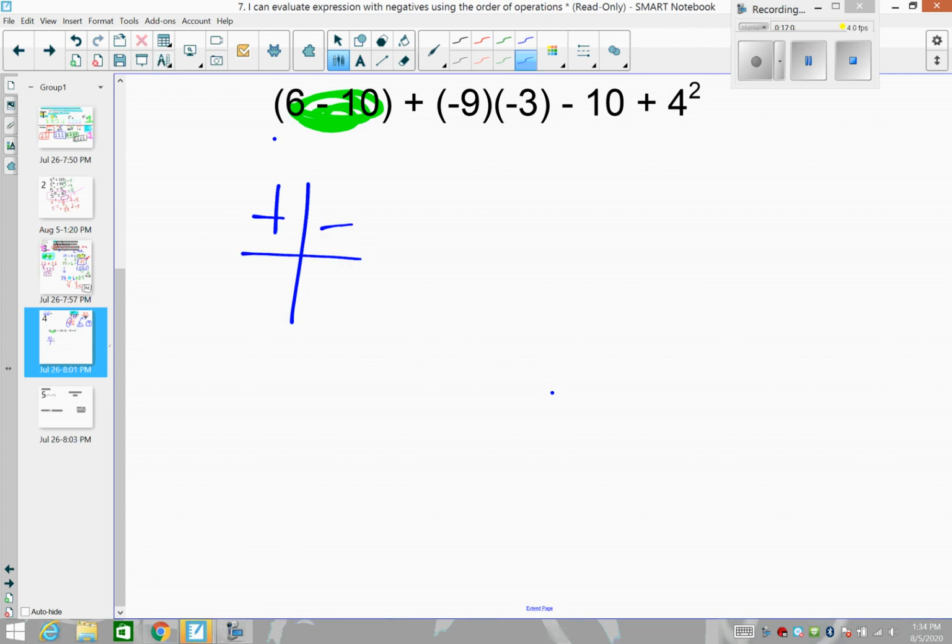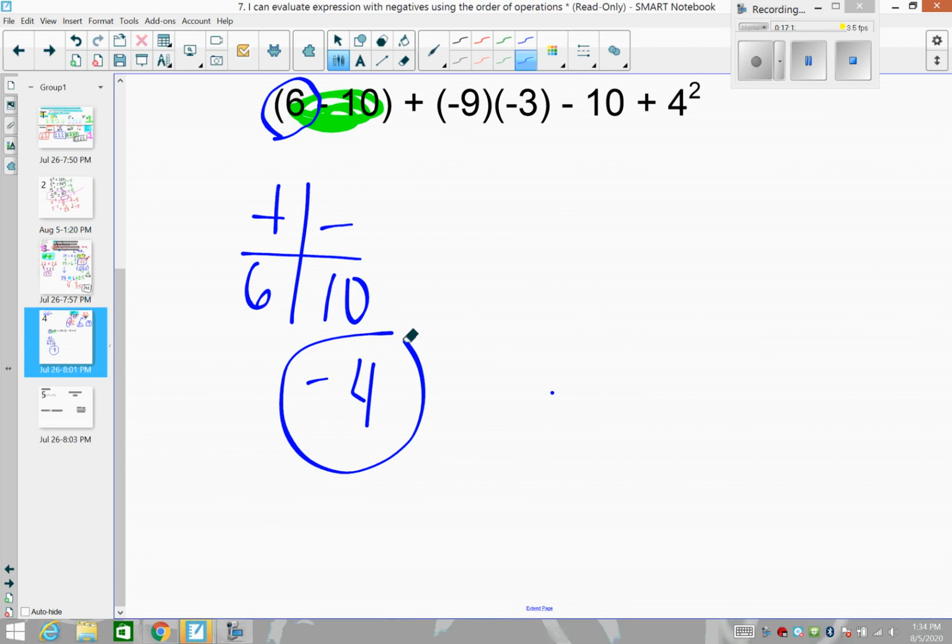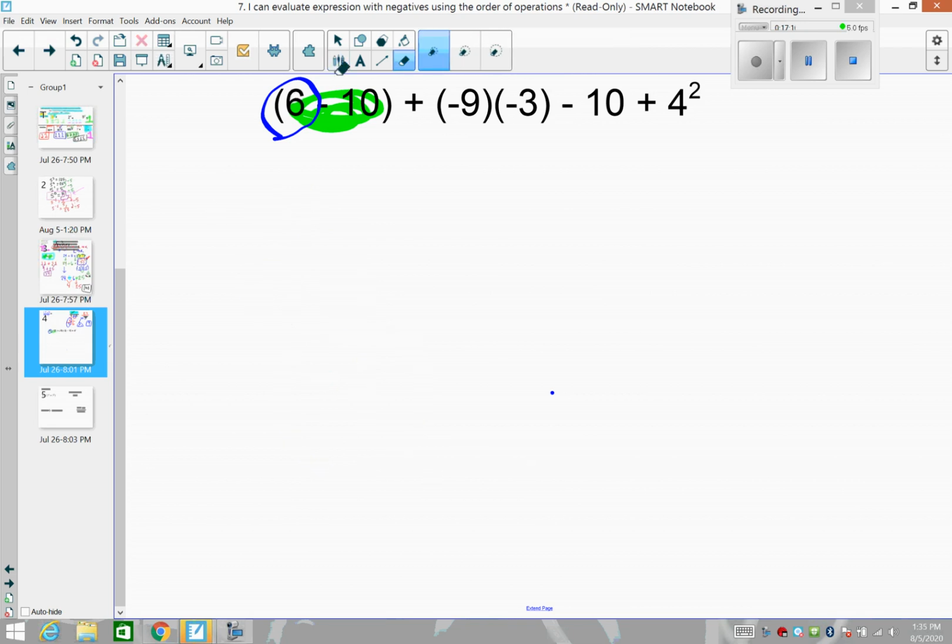We have 6 players on the positive team. We have 10 players on the negative team. So the negative team is stronger by 4 players. So the result of that is -4. I'm going to drag this addition sign down.